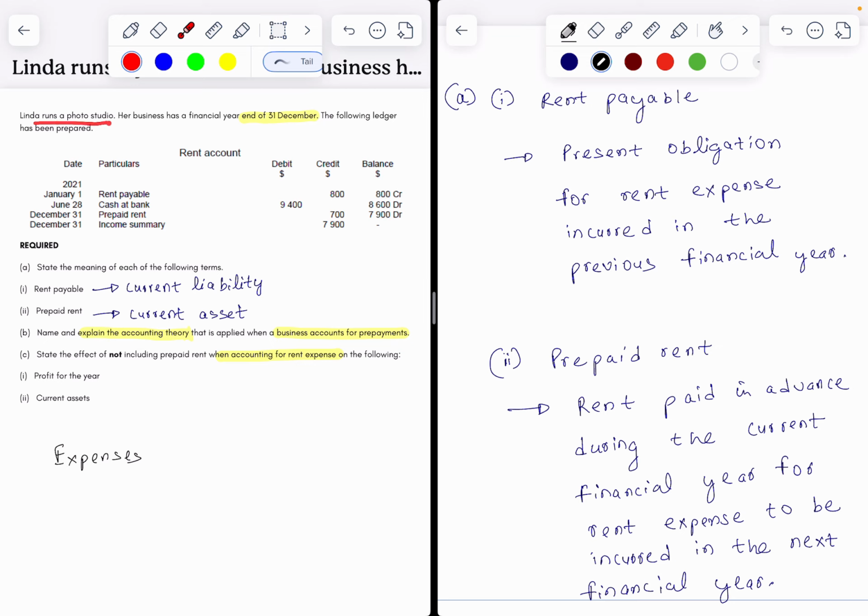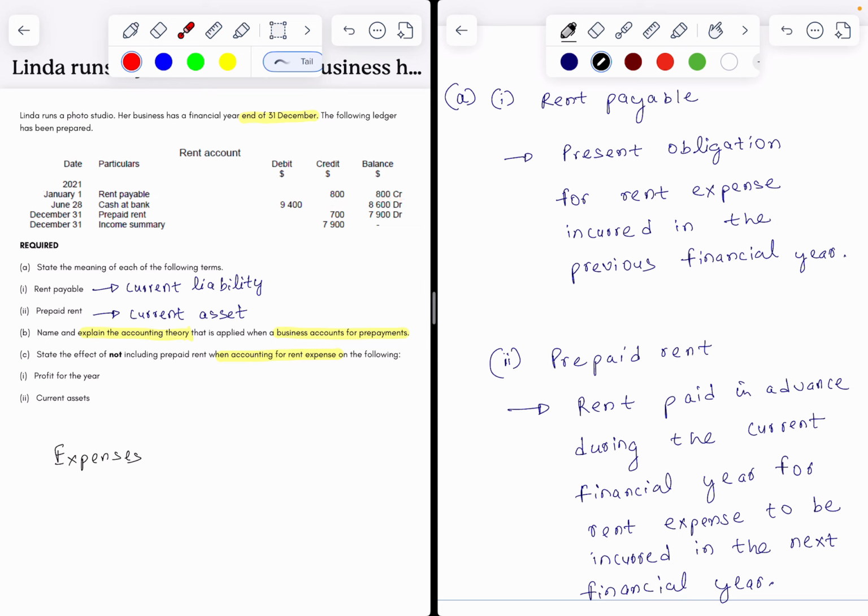Linda runs a photo studio. Her business has a financial year ending 31 December. The following ledger account has been prepared. So here you can see we are given the rent expense ledger account, and you can see that we are starting the year 1 January 2021 with a current liability, which is rent payable. And because it is a liability, we are showing the opening balance on the credit column, because liabilities by default must have an opening balance on the credit column, and also when it increases we credit them, which ultimately gives us a net balance of 800 credit.